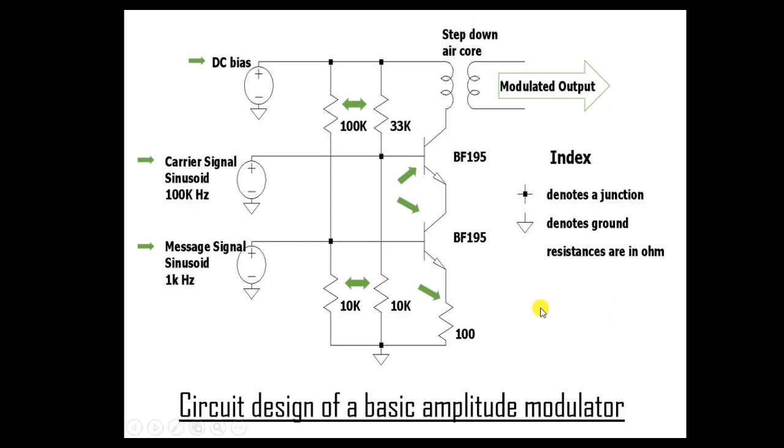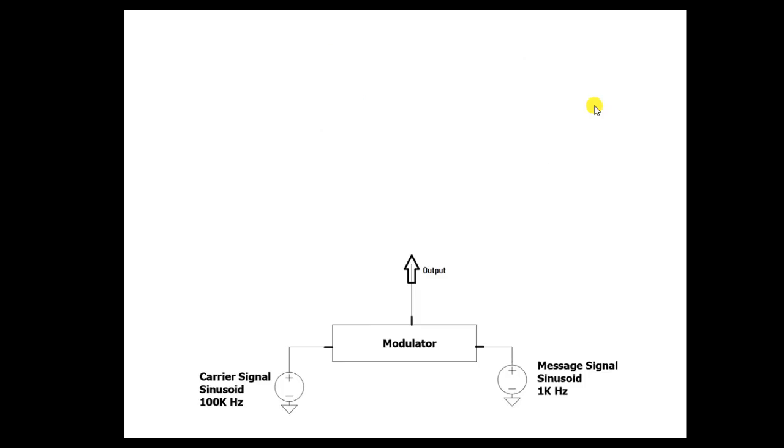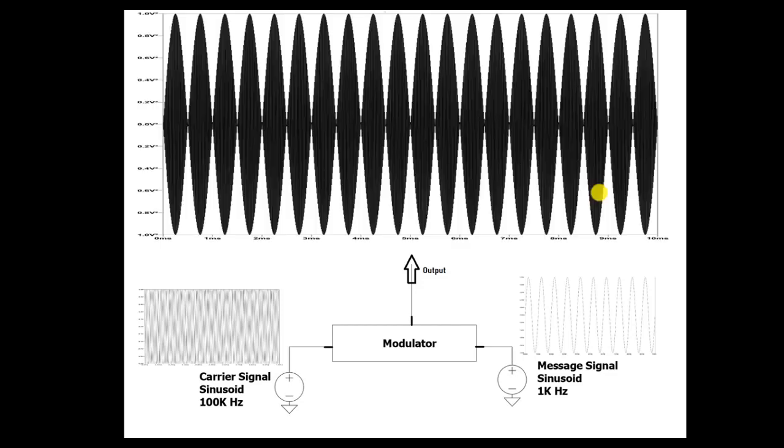The entire circuitry within the blue dotted lines is packed into a little box, and we call this box a modulator, more specifically an amplitude modulator. This box is fed with a high frequency carrier wave, which looks like this, and a low frequency message signal, which looks like this. The modulator combines the two and produces a wave that looks like this. We call this packety wave an amplitude modulated wave.